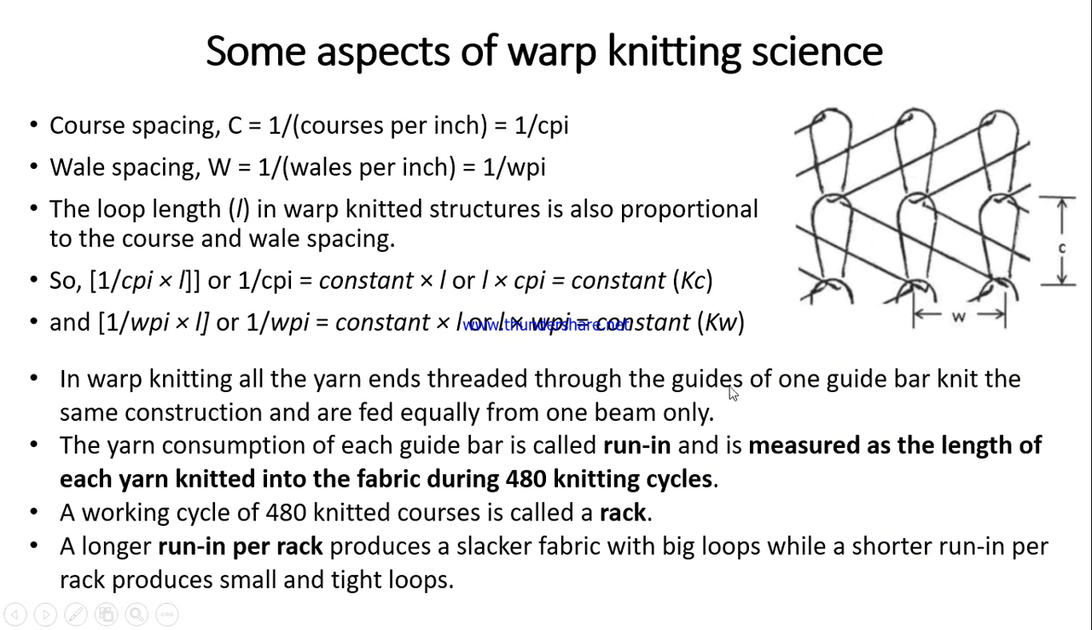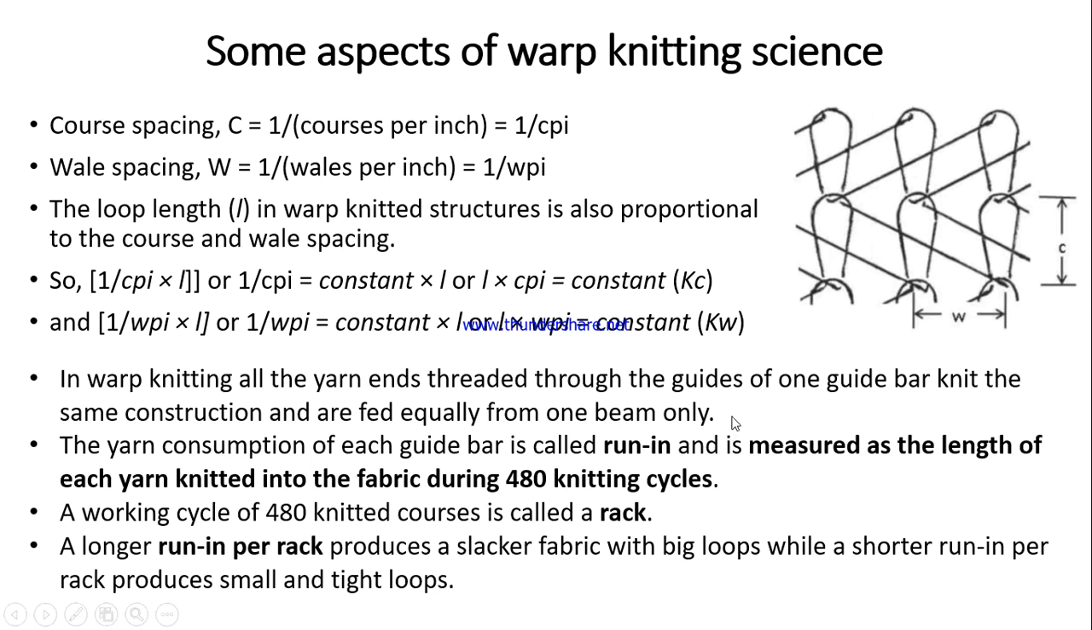In warp knitting, all the yarn ends threaded through the guides of one guide bar knit the same construction and are fed equally from the one beam only. So this is very important information that you have to understand. In warp knitting, all the yarn ends threaded through the guides of one guide bar knit the same construction and are fed equally from the one beam only.